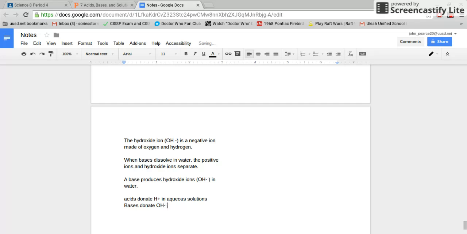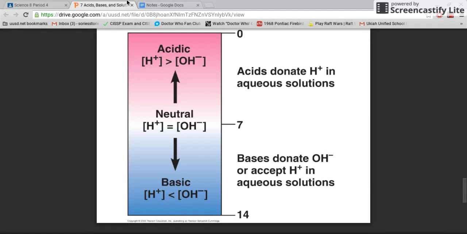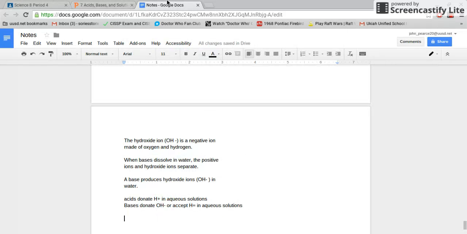If you go to the basic side, which is 7.1 through 14, you're going to have more OH negative and less hydrogen ions. Now, if you're neutral at 7 exactly, that's technically water. Are the hydrogen ions and the hydroxide ions equal? Yes. You have to know this. So acidic, 0 to 6.9, more H plus than OH negative. Neutral of 7 is equal, and then basic, there's less H plus and more OH negative.